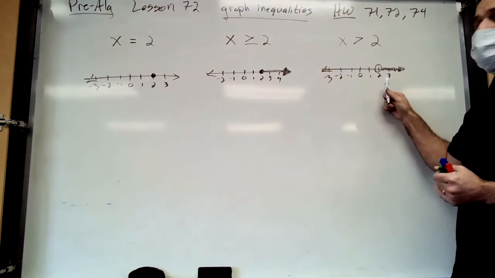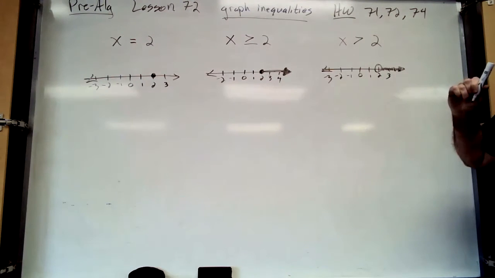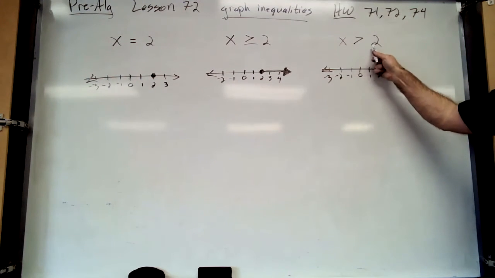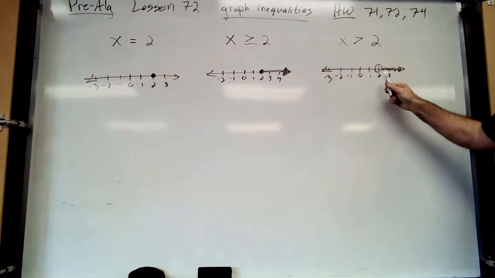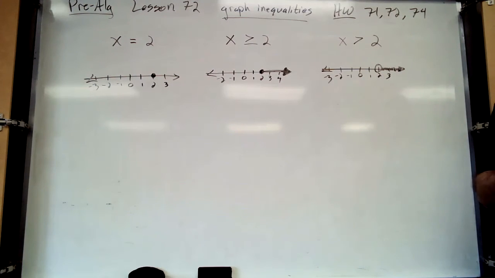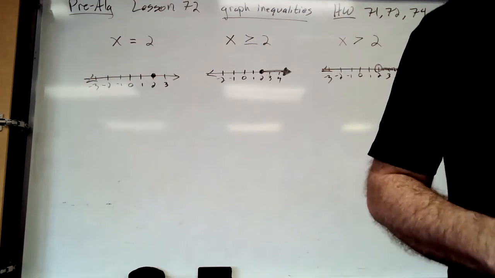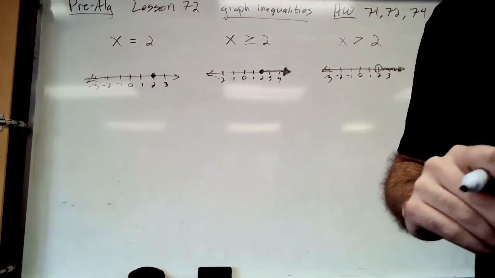Okay? So this is the symbol you need to have, open circle, when it's strictly greater than 2, but not equal to 2. It's got to be an open circle. Can you remember that? Yeah. All right. Let's see if you guys can graph this.